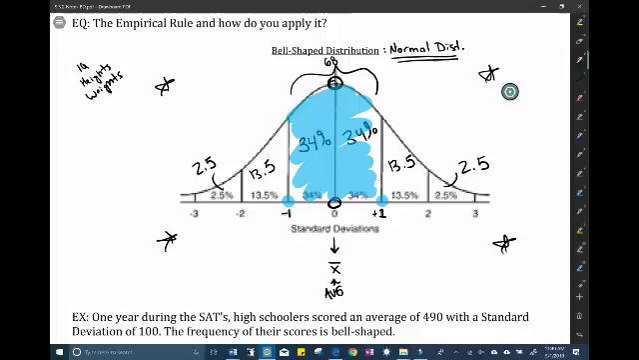So if you know your mean and you know your standard deviation, that's basically all you need to fill out some of these problems. So we're going to look at some examples of these here, but definitely memorize how these are broken up. Okay, 34, 34, and so forth.